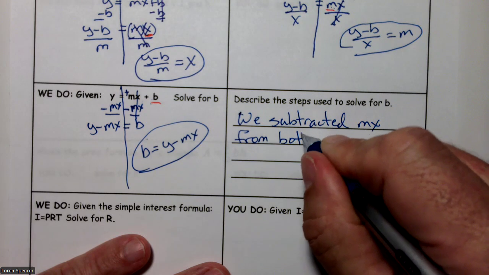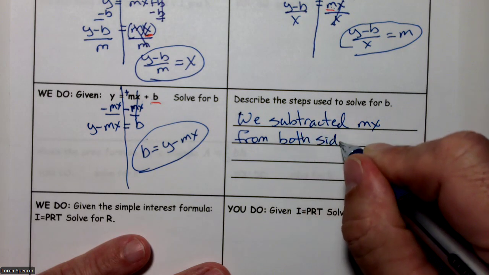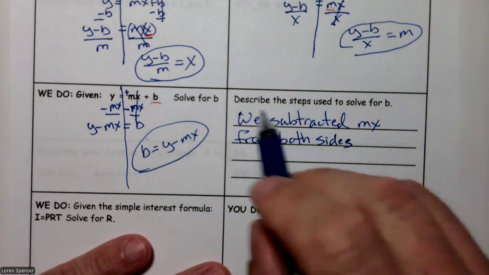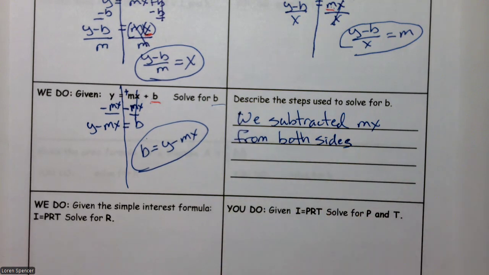Why did we do that? We did that because we wanted to isolate b. We wanted to get b by itself.